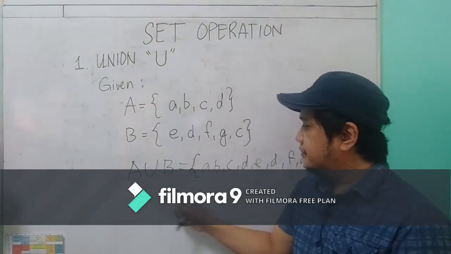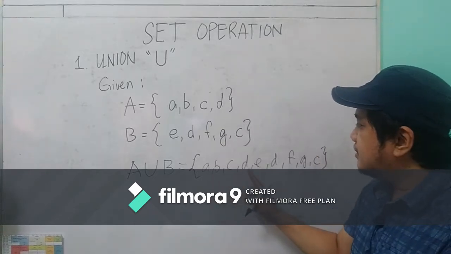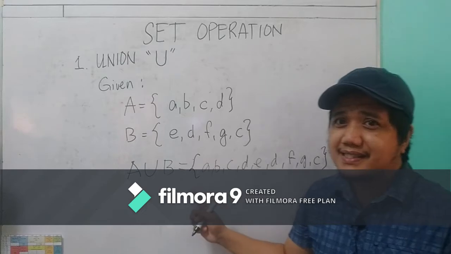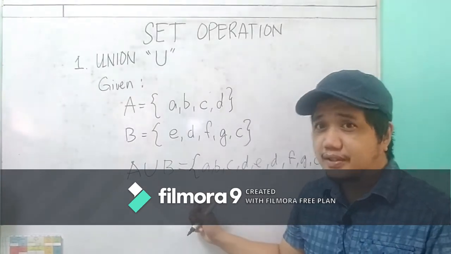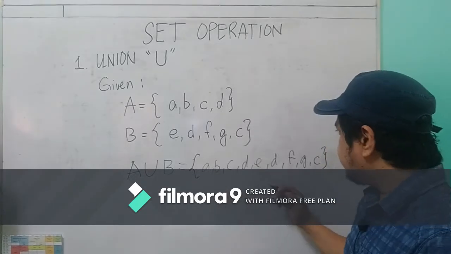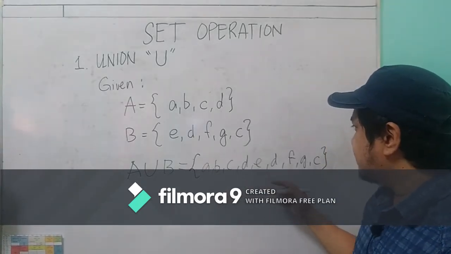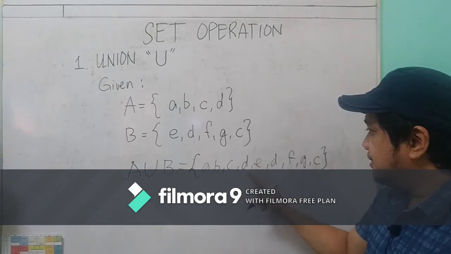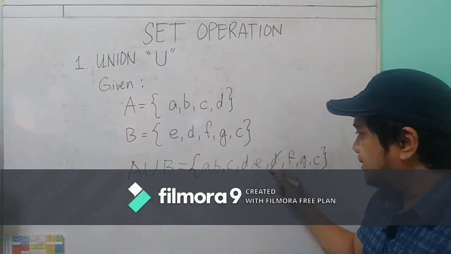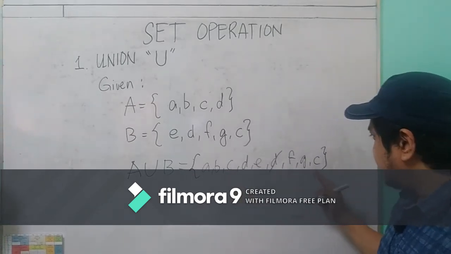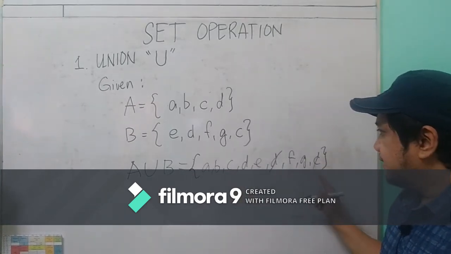And as you observe, in the elements A, B, C, D, E, D, F, G, C, there are elements that are repeated. So what are we going to do if there are repeated elements? We can just simply cancel those elements that are repeated. So we can cancel D. Since D is already here, cancel this letter D. And since C is here already, we can cancel the other one, that is C.